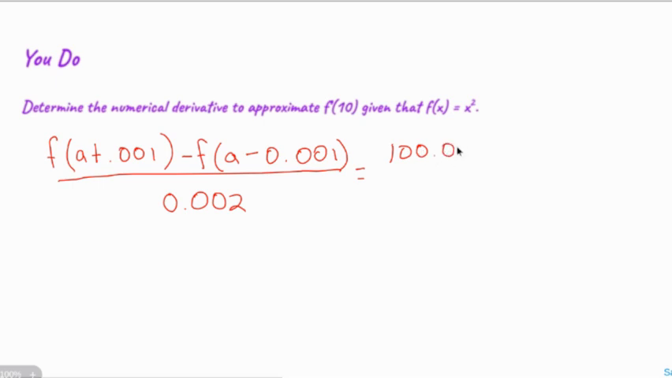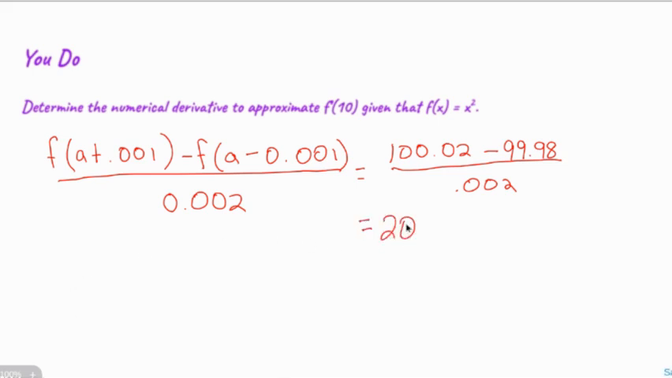And then minus, we're going to have 9.999 squared, 99.98, divided by 0.002. So we have 100.02 minus 99.98, and then divide that by 0.002, and we get 20.